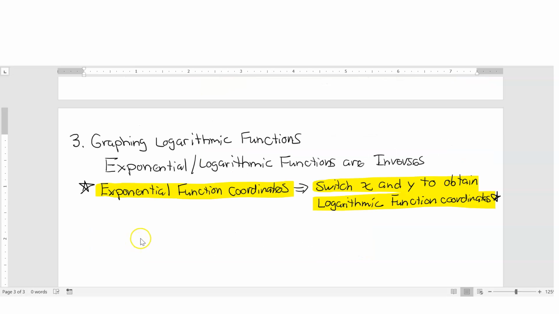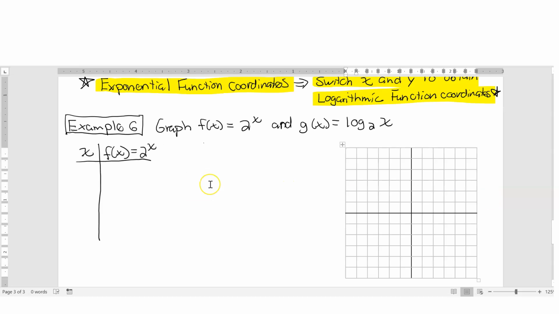The next topic in section 4.2 is graphing logarithmic functions. Remember, exponential and logarithmic functions are inverses of each other. So while you can calculate coordinates for a logarithmic function directly, it can be easier to just calculate the exponential function coordinates and then just switch those x and y values to obtain the logarithmic function coordinates. Example 6 on page 482 will help illustrate this concept. We're asked to graph f of x equals 2 to the x and g of x equals log to the base 2 of x, which are inverses of each other.